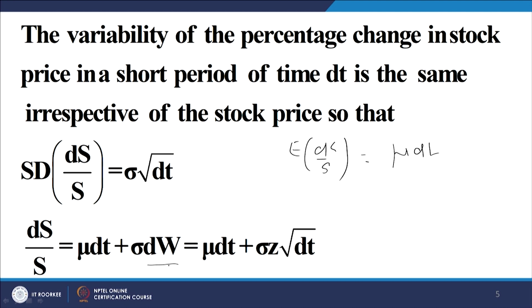So, in any case the expected value of this is mu dt, which is what we wanted. And about the variance, the standard deviation of sigma ds upon s: this is non-stochastic, so it has a standard deviation of 0, and as far as this is concerned, the standard deviation of this is 1, and therefore sigma, the standard deviation of this entire quantity, is sigma root dt. This is precisely what we wanted. So, this equation gives us the correct parameters.